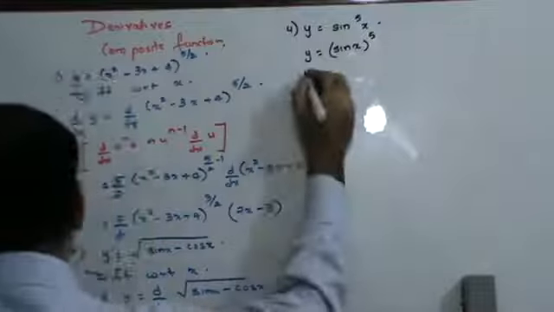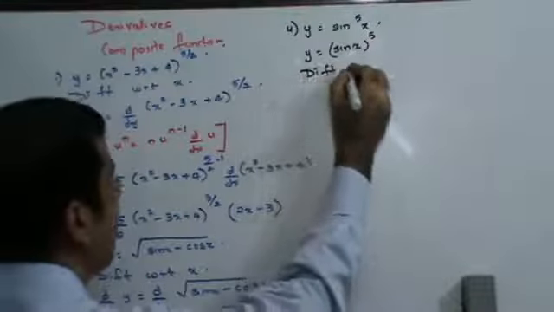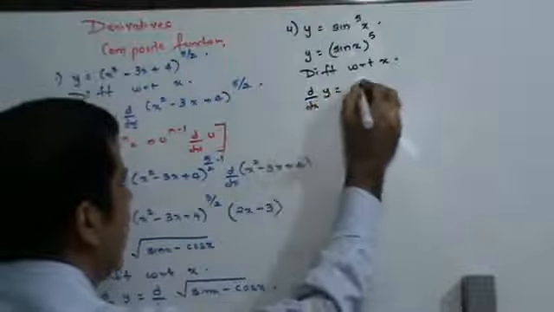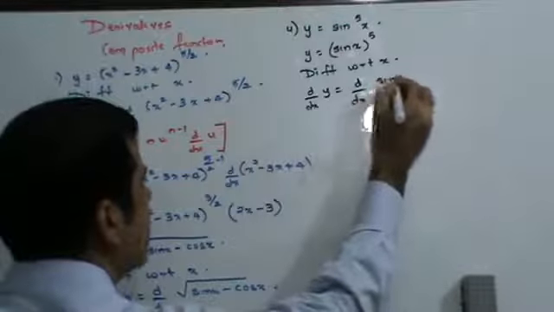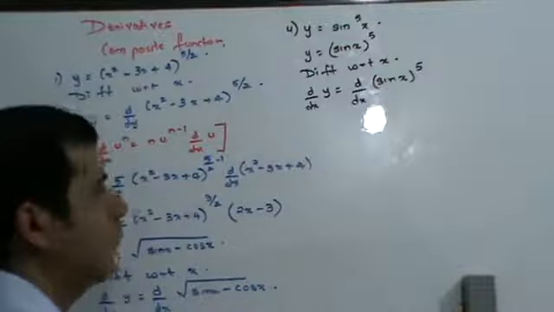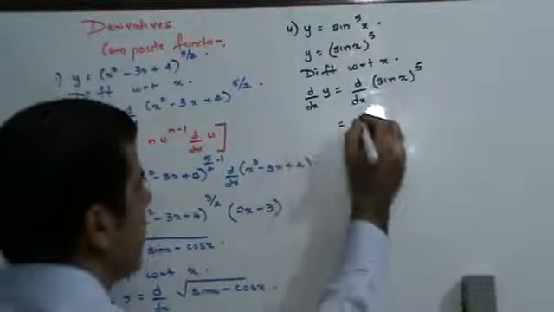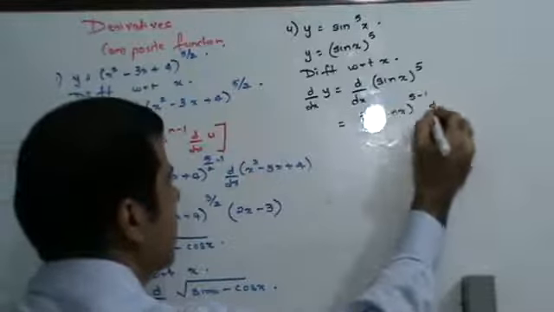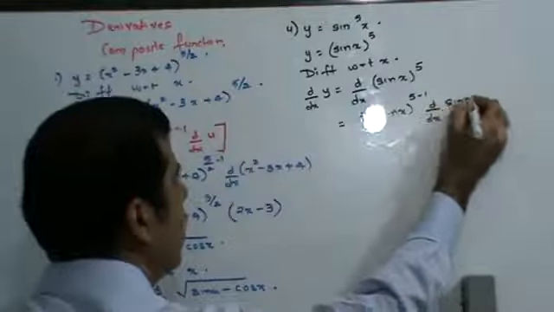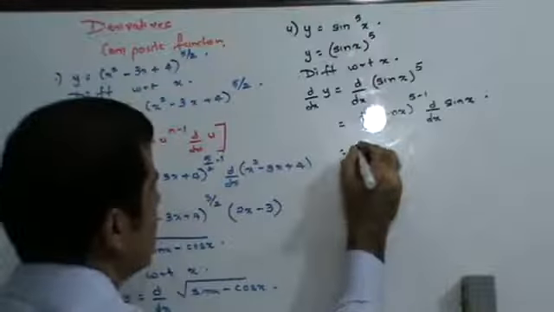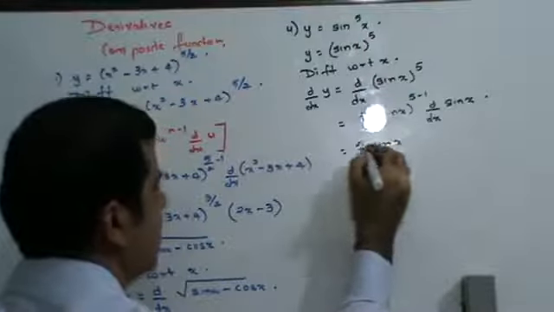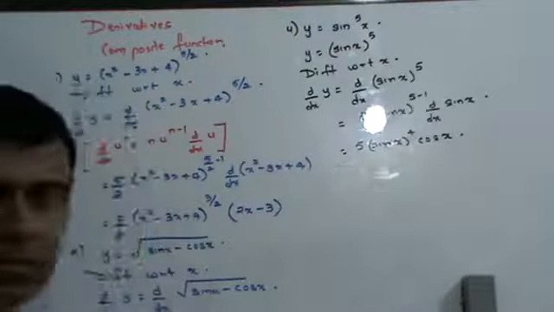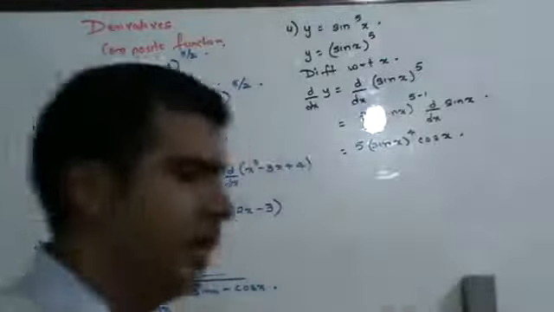Okay. Now differentiate with respect to x. If I differentiate with respect to x, I'll get d by dx of y is d by dx of sin x the whole raised to 5. I will use the formula u raised to n, n u raised to n minus 1 d by dx of u. So this is going to be 5 sin x the whole raised to 4 d by dx of sin x, which is cos x. That's your answer, right? Let's move on to the next sum, guys.